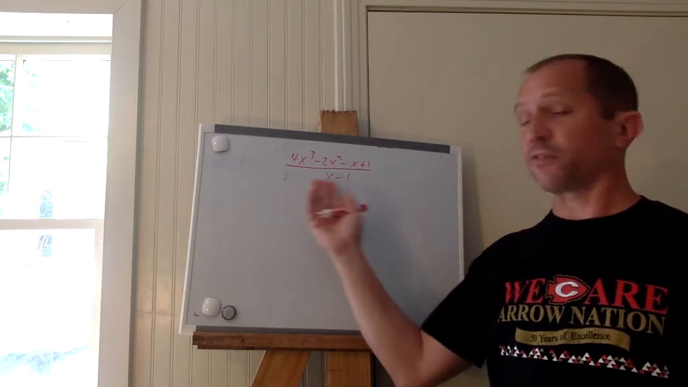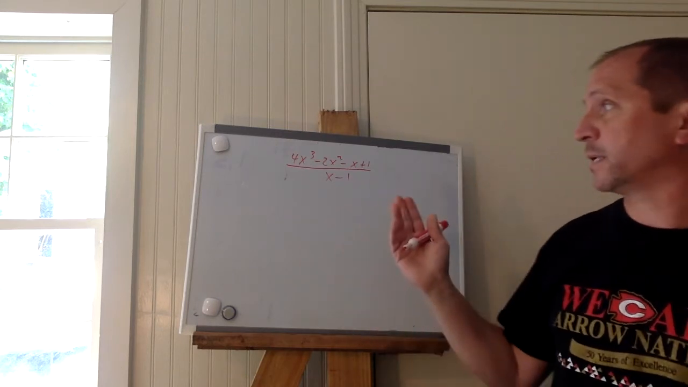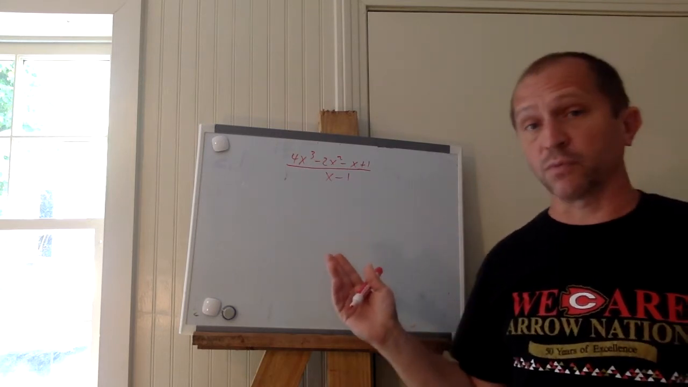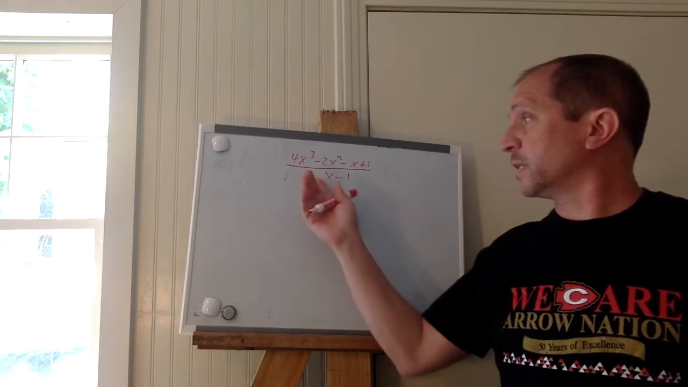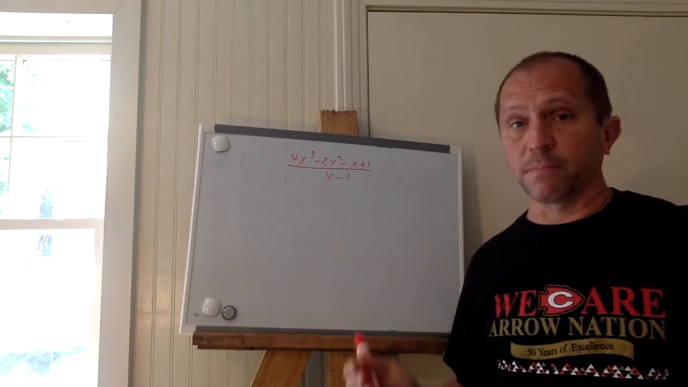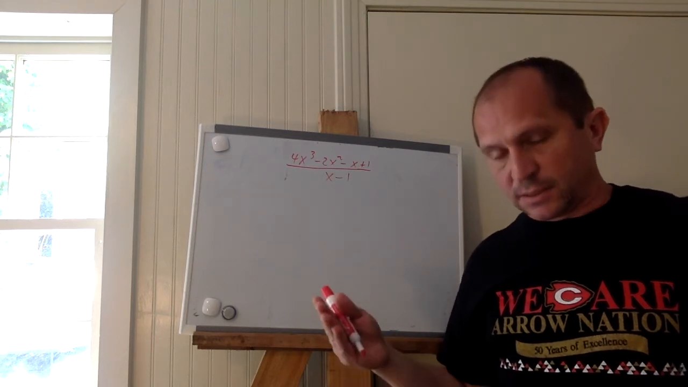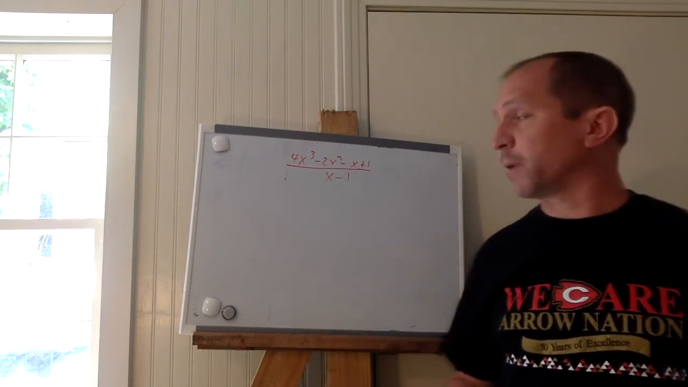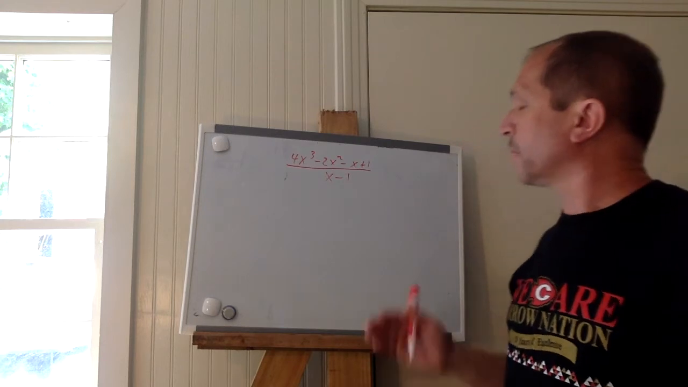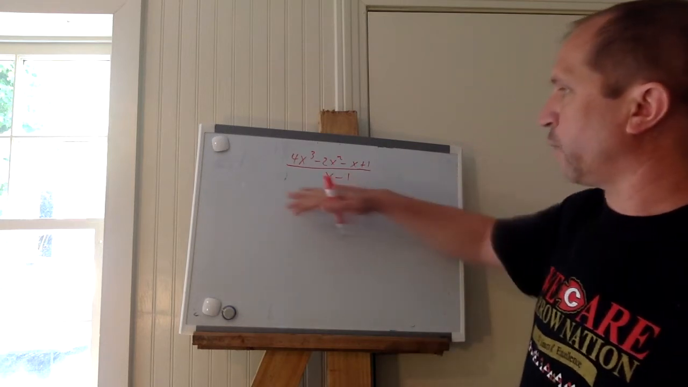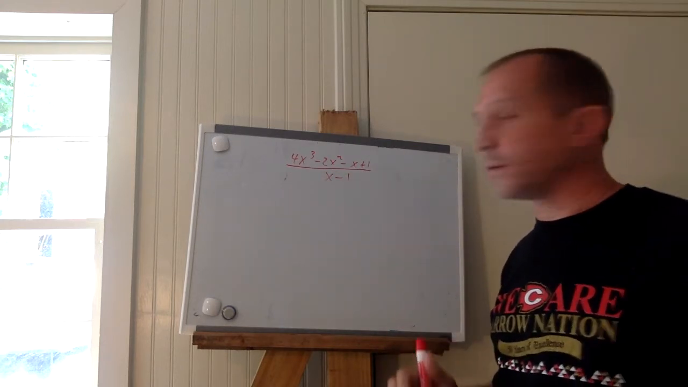Here is our first function, 4x cubed minus 2x squared minus x plus 1, divided by x minus 1. We're going to say that the domain cannot be 1. The domain is x such that x does not equal positive 1. But let's look a little bit more at this. Let's look at what this would be if we divided it out.